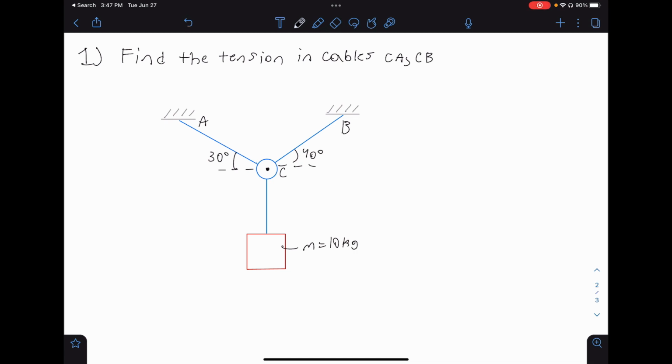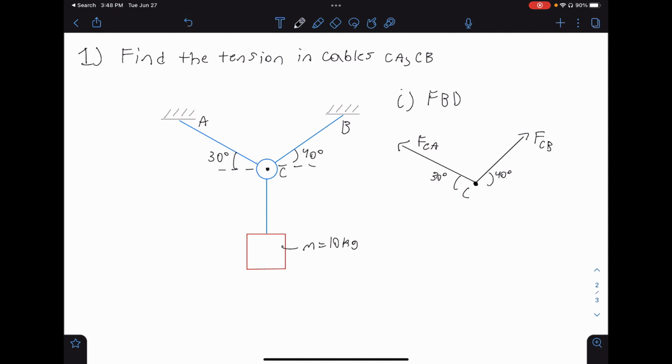Now, if you look back to the first video on this that I made, it says to start with a free body diagram, and that's exactly what we're going to do. So let's start with a free body diagram. So we have our cable C, or our particle C, and we have a cable CB, and I'm going to call this F of CB, so the force of CB, and then another cable going this way, we'll call that FCA, and these are at angles 30 degrees and 40 degrees with the x-axis. We also have a box here.